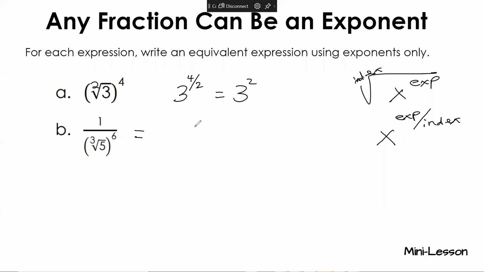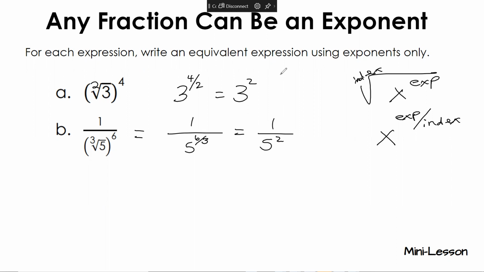So just like what we said, we're going to keep 1 divided by in the top, and then we're going to rewrite this bottom. Okay, so we're going to have 5 raised to the what? To the, okay, divided by, okay. Can we simplify 6 divided by 3? Yeah. So what? 2. Okay.